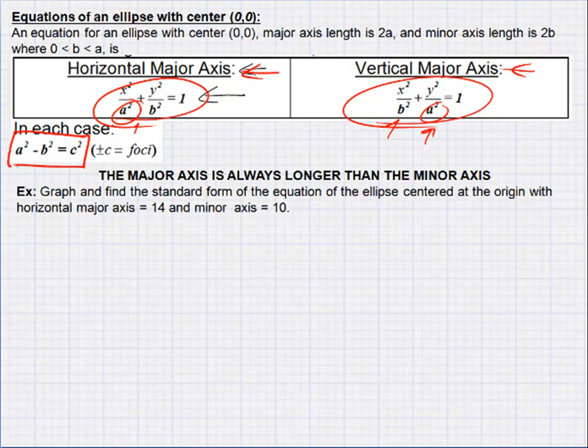In that case, it's a squared minus b squared equals c squared. Now be careful, this is a squared minus b squared. You're used to an equation with the Pythagorean theorem called a squared plus b squared equals c squared. But this is a little different.